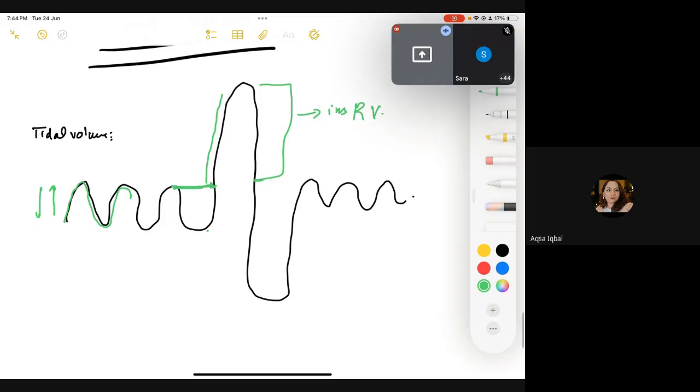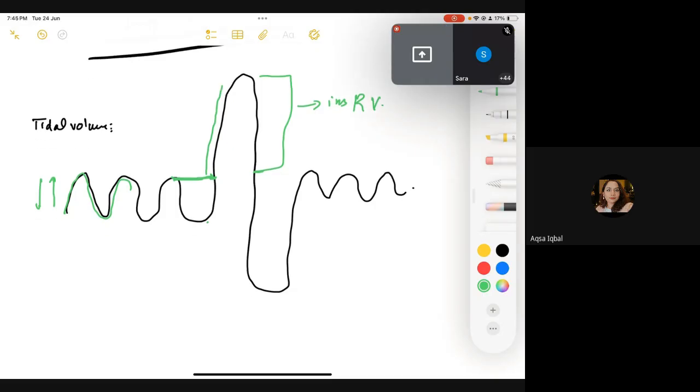It's the air that we breathe out after a normal expiration. So it's the volume of air which we are expiring out from the baseline, right here. From the baseline, it's your expiratory reserve volume, right?